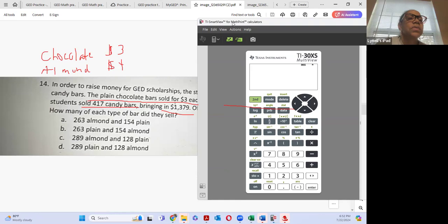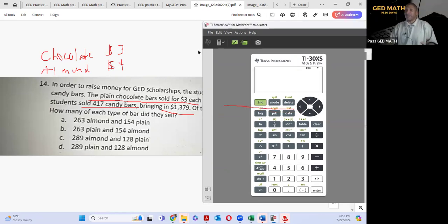Almond 3, almond 4, right? Okay. So I know I must have 417. So I'm looking at these, and these all add up to 417. So watch this. I'm gonna go to A. I'm gonna use my option A, which is 263 almond and 154 plain.